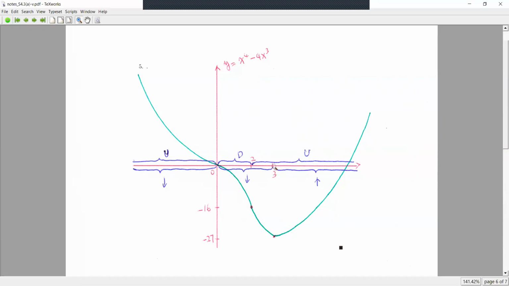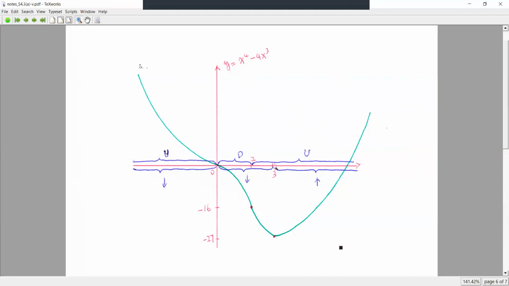When x is 3, plug in the number 3 in x, then the function value is negative 27 here. This point is part of the graph. It's a point on the graph. Over the interval 2 to 3, the curve, concave up, decreasing. So concave up, decreasing, and stop at this point.